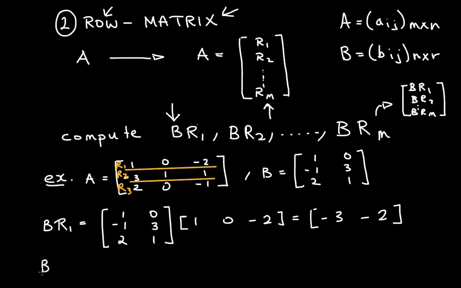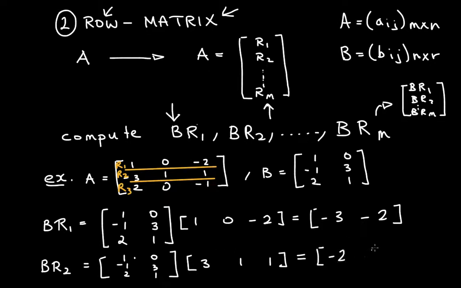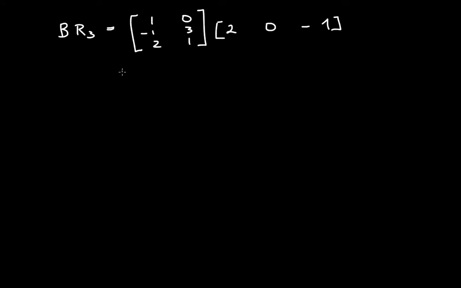Then we do matrix B times row 2. This is the same, so 1, negative 1, 2, 0, 3, 1. This will be multiplied with row 2, which is 3, 1, 1. This will be equal to negative 2 and 4. Finally, we have matrix B times row 3. So we have 1, 0, negative 1, 3, 2, 1. And this will be multiplied with the third row, which is 2, 0, negative 1. And this one will give you a value of 0 and 1.